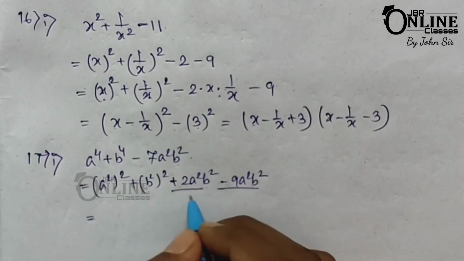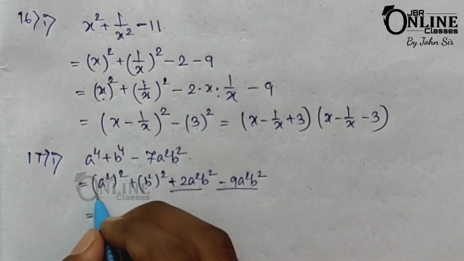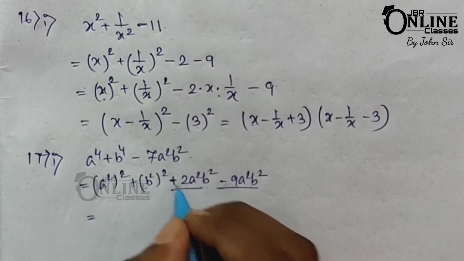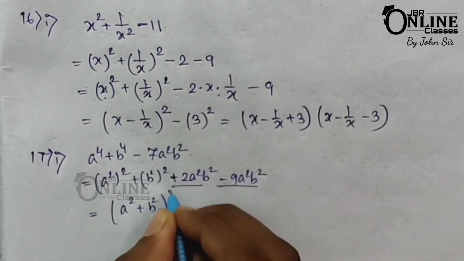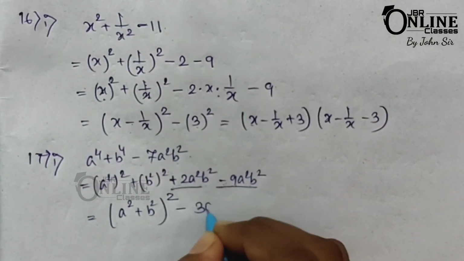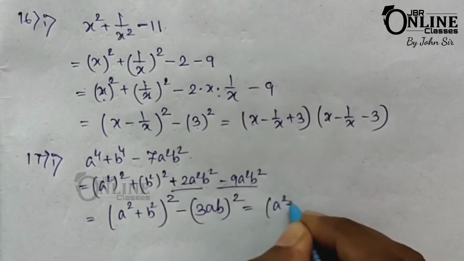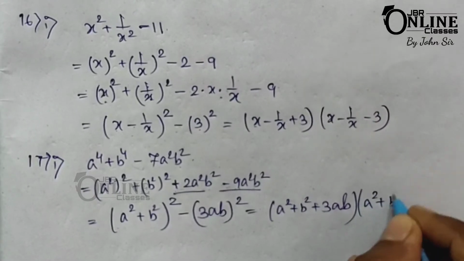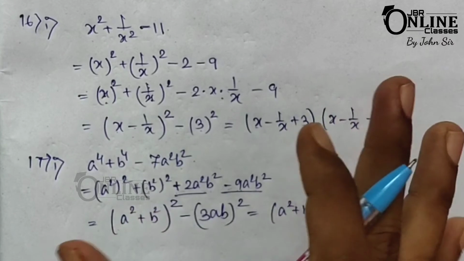So whenever you break down this minus 7 into minus 9 plus 2, the first three terms, a square whole square plus b square whole square plus 2a square b square, will be the formula of a square plus b square whole square. That means the a plus b whole square formula. And the last term is 3ab whole square. So now again you can apply the formula: a square plus b square plus 3ab and a square plus b square minus 3ab.